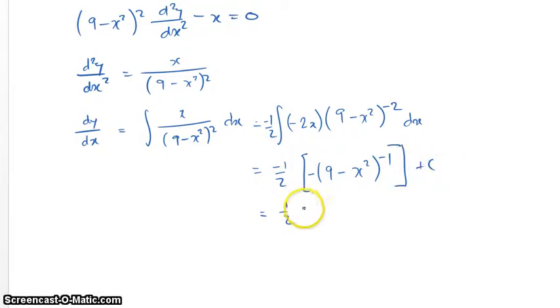1/2 (9 minus x squared) to the power of minus 1 plus our constant of integration. Okay, so that's dy by dx. What about y? To find y, we just integrate this again.